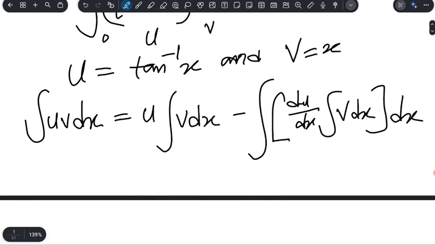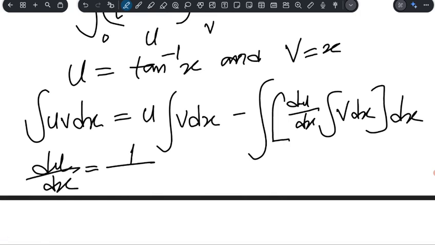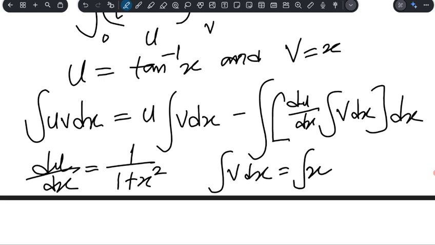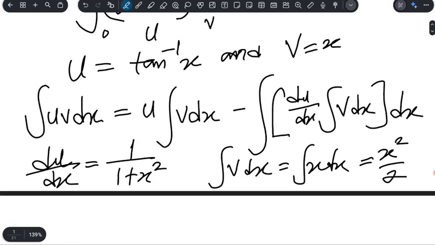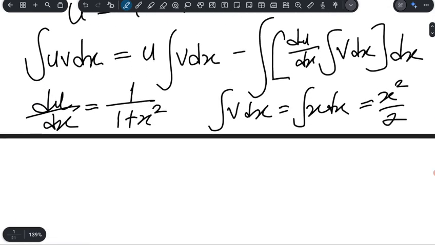And let's try to differentiate u. We have du/dx is equal to 1 over 1 plus x squared, and the integral of v dx will give you the integral of x dx, which is equal to x squared over 2. So now we need to input the variables into the formula.